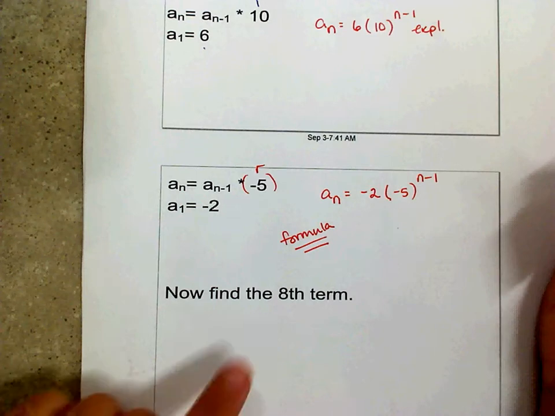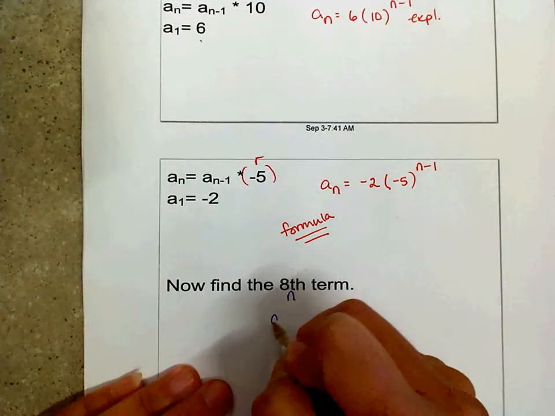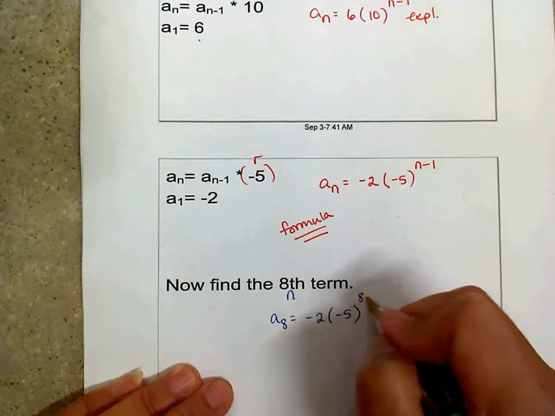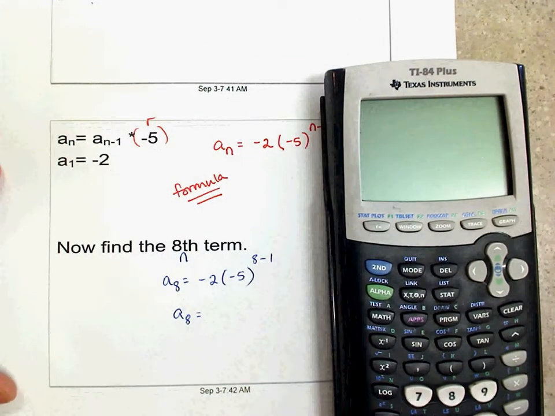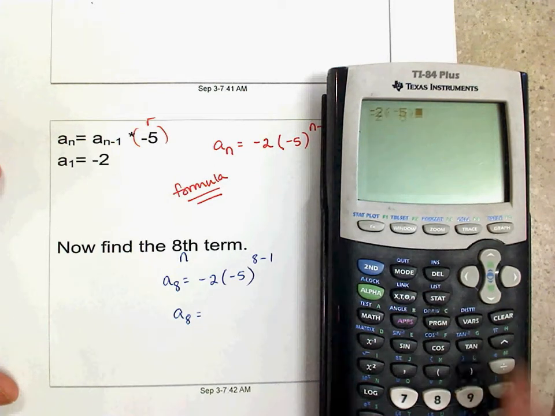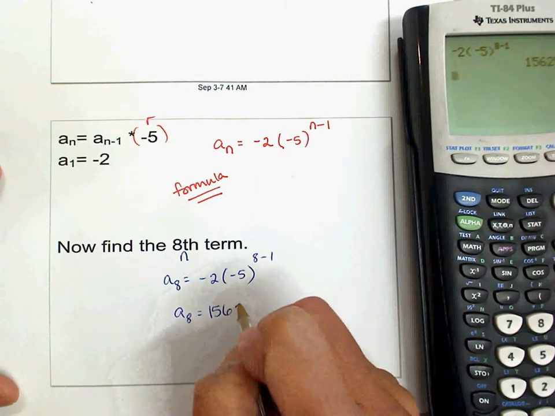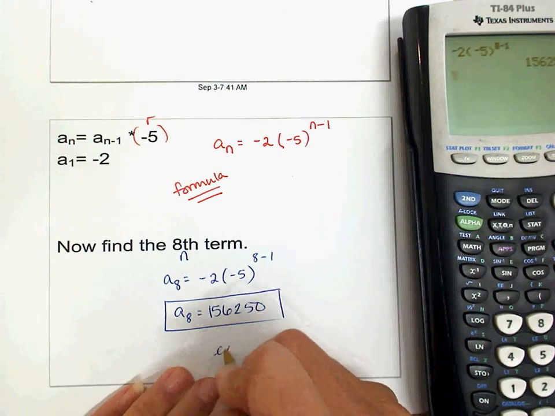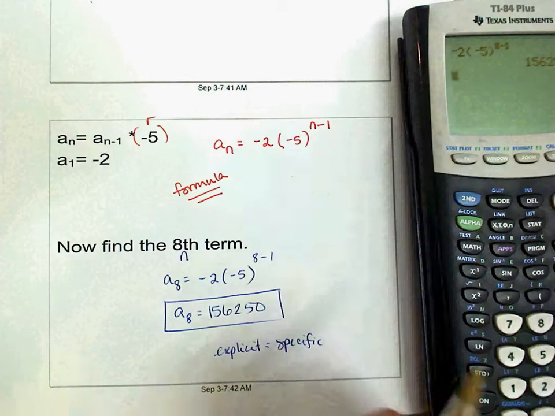Now we're going to use that formula to try to find the 8th term. So your n is 8. A sub 8, see, I'm plugging it in. -2 times -5, 8 minus 1. And your 8th term is going to be, you type it in, -2, maybe I should turn it on. -2 parentheses, -5 raised to the 8 minus 1. Not -1, but minus 1. And so your answer is 156,250. Specific, explicit. Okay? Formula contains your letter n. Make sure you know the difference in the two.